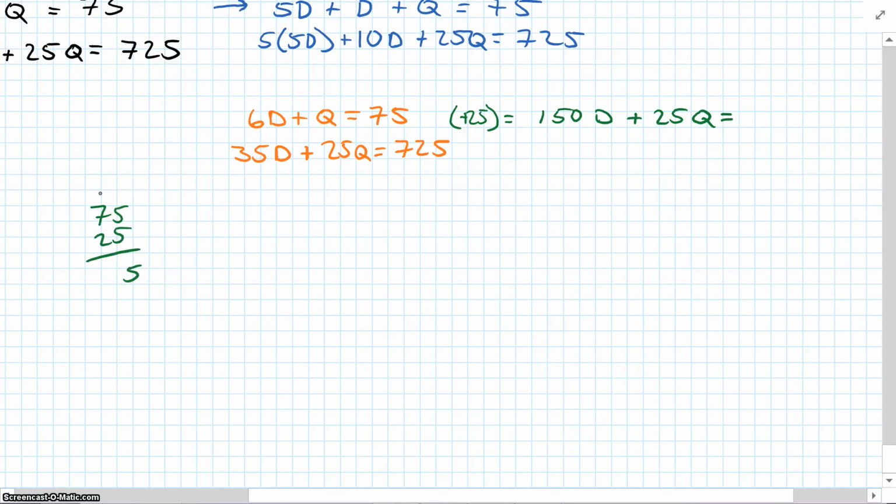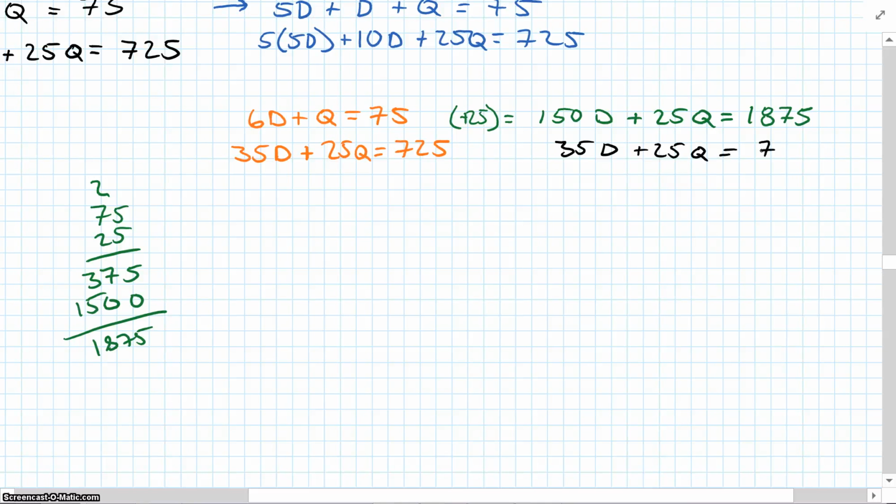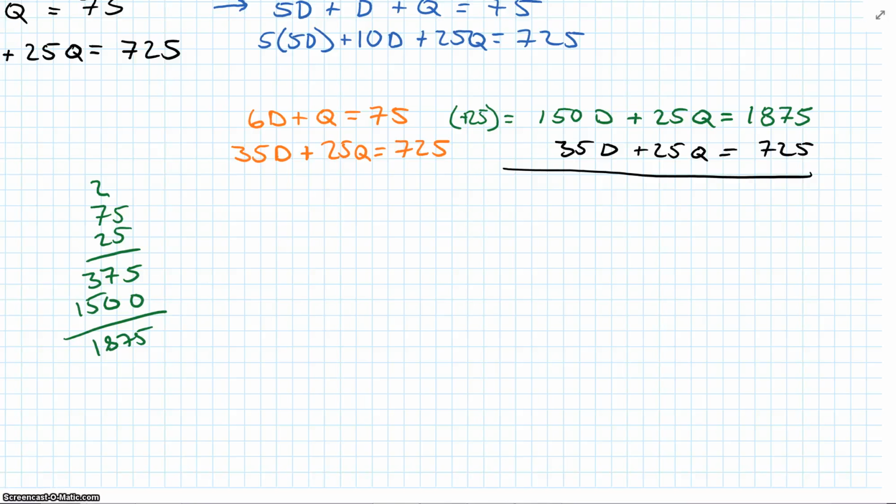I don't have a calculator with me, so we'll just do it old school. So I got 1875. All right, and then we're just going to move over, and we're going to change the signs of everything in just a second. 35D plus 25Q equals 725. So now we can just go and subtract. It should be relatively simple. So we want to subtract, so let's change our signs on everything. So make them all negative over here.